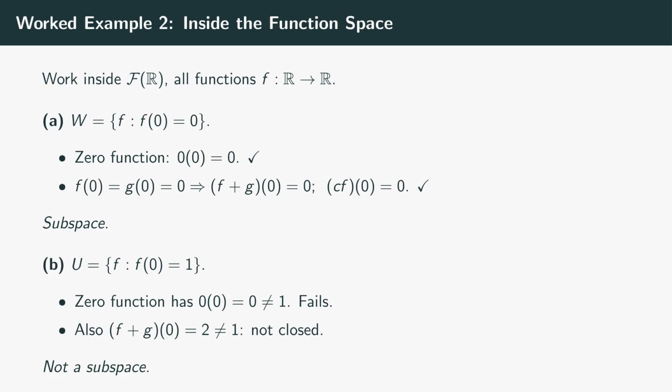Part B, now let U be all functions whose value at 0 is 1. Is the 0 function in U? Its value at 0 is 0, not 1, so no. U fails immediately. And closure fails too. If f and g each equal 1 at 0, their sum equals 2 at 0, not 1, so adding two members of U lands outside U. U is not a subspace. Pinning a value to 0 gives a subspace, pinning it to 1 does not.